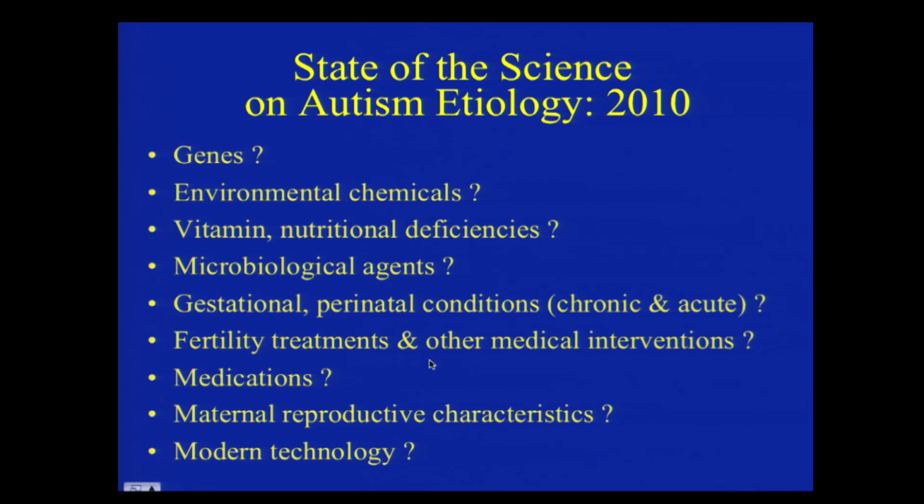And so we actually published some data showing that fever, a fever associated with influenza or other causes, seems to have some association. Then there are the gestational and perinatal conditions, and some data beginning to emerge around that. Fertility treatments have been hypothesized because of perhaps the trend, paralleling trends in autism incidence. Other medical interventions, I think, are of interest, such as ultrasound, medications, certainly, and then maybe maternal reproductive characteristics as well. And then, modern technology.